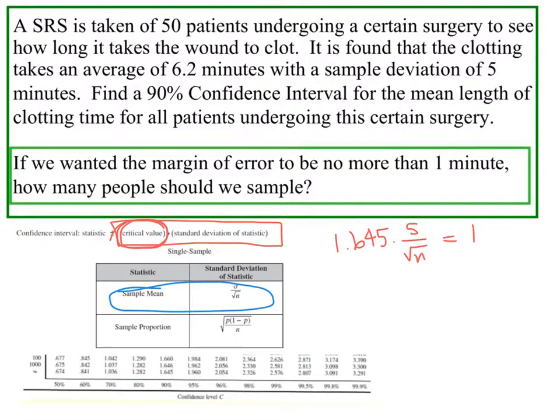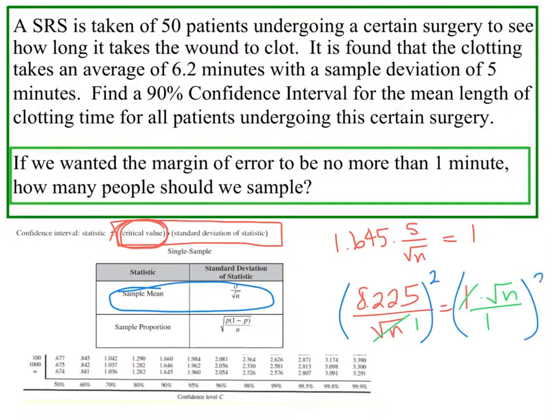Now, my recommendation to you is to multiply the 1.645 times 5 together right away in the numerator. So we have 8.225 over the square root of n equals 1. Then multiply both sides by the square root of n and divide both sides by 1. So it almost looks like the square root of n and the 1 switch places. And then, of course, square both sides. Well, 8.225 divided by 1 is 8.225. So when I square it, I get 67 point something.